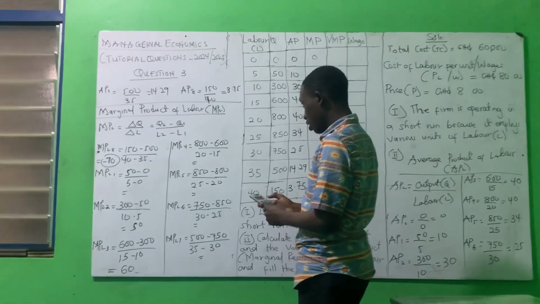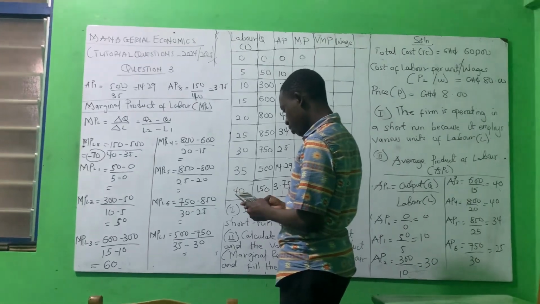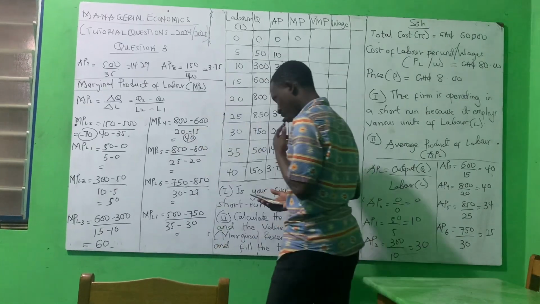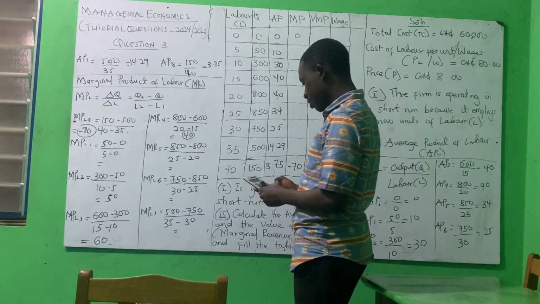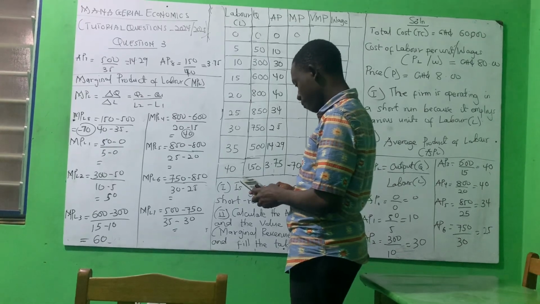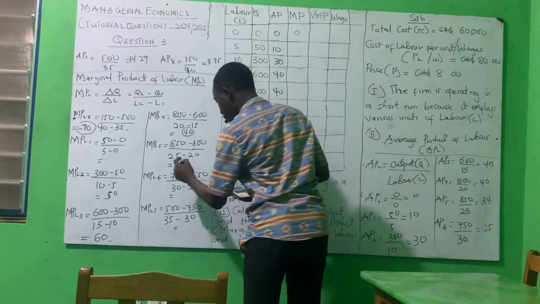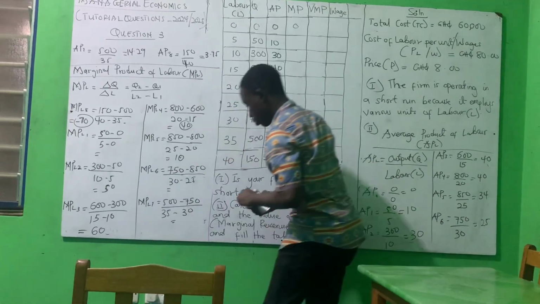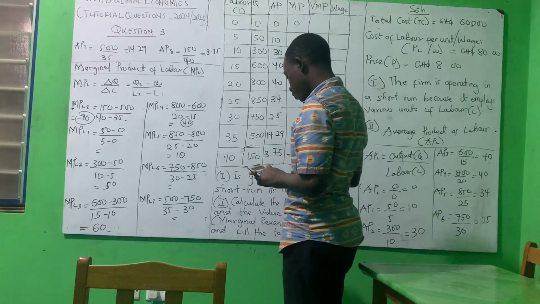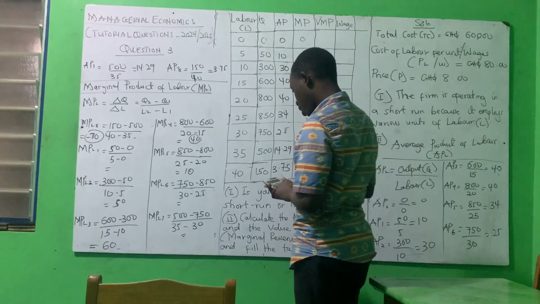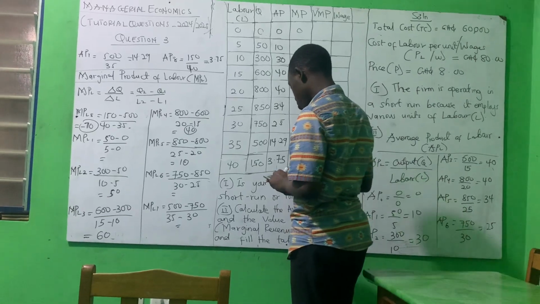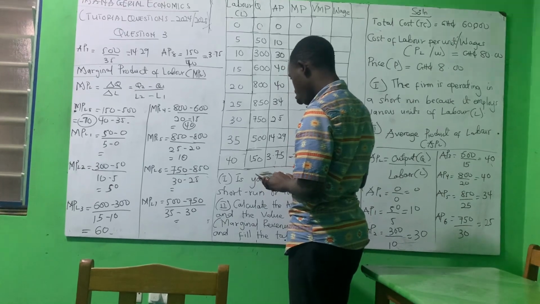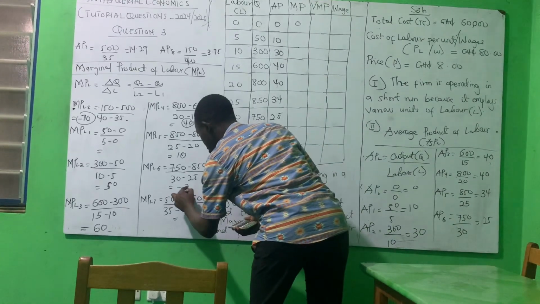So 800 minus 600 divided by 20 minus 15. This is 40. 850 minus 800 divided by 25 minus 20. This will give me 10. Okay. So the next one, 750 minus 850 divided by 30 minus 25. This is minus 20.